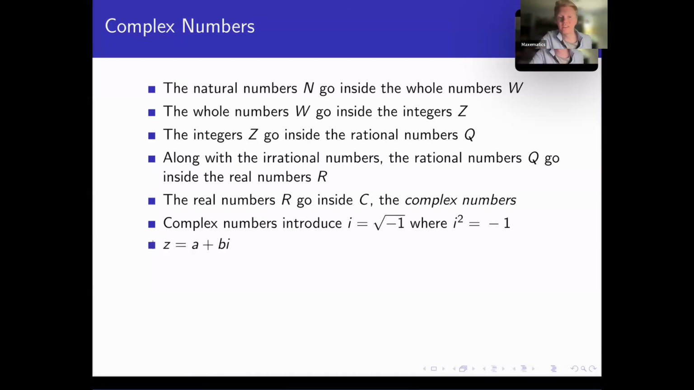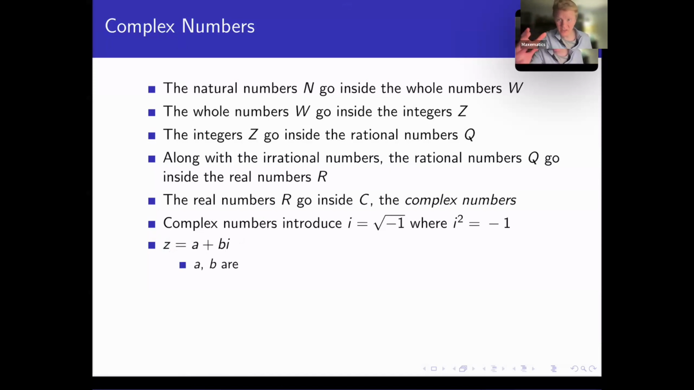So we use the notation z equals a plus bi. z is what we use to denote complex numbers in general. Instead of a c, right, we like using c for constant. So z will denote complex numbers. So we have a plus bi. That is what a complex number would look like.